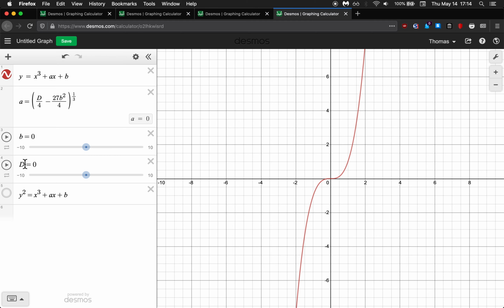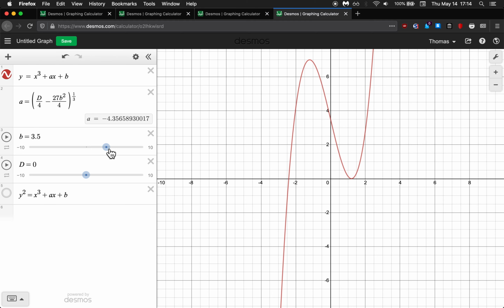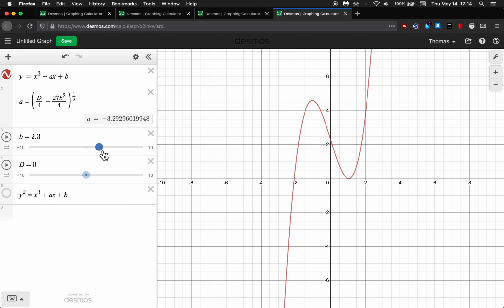I'm going to keep on having elliptic curves with discriminant 0, so I'm going to leave this slider alone. Let me pick some random value here. For my underlying cubic, right, I know that my elliptic curve is not going to go any farther than about negative 2.1 here, because again, I can't have negative y squared.